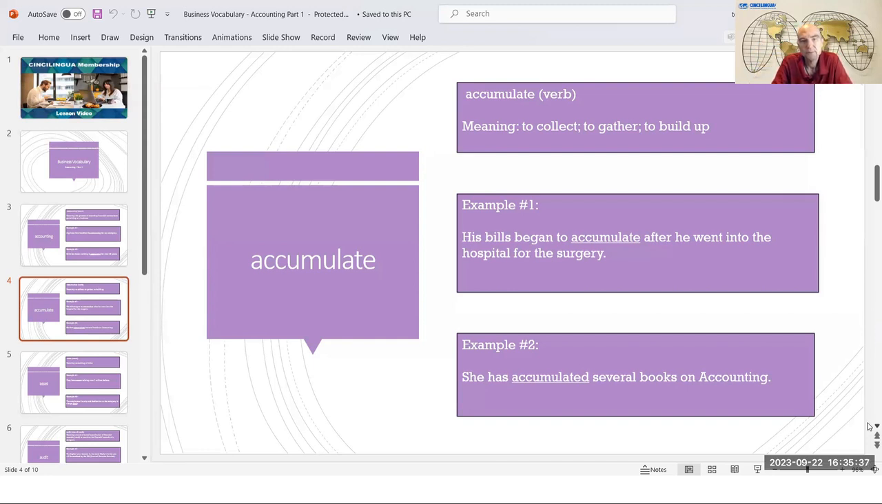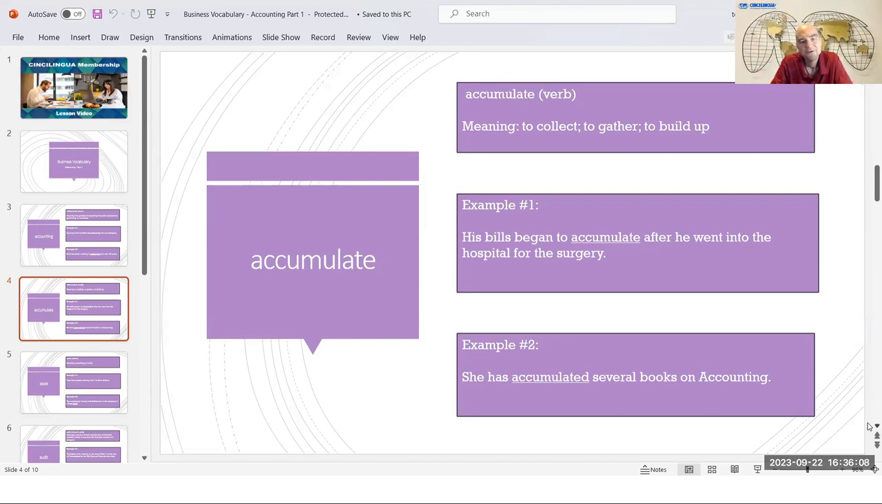And our first example reads, his bills began to accumulate after he went into the hospital for the surgery. So his bills began to build up. They began to collect and pile up more and more.